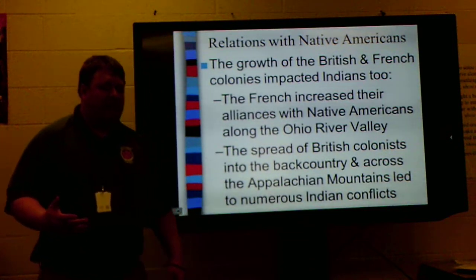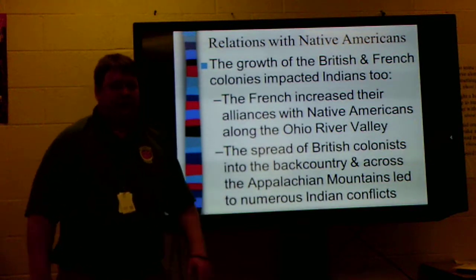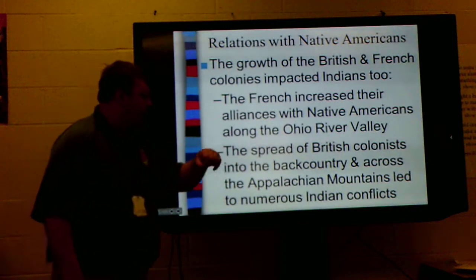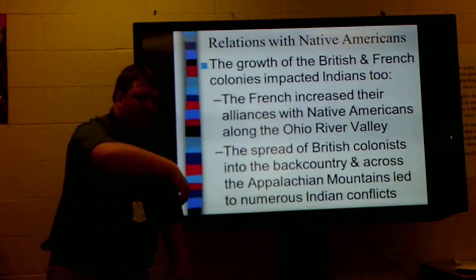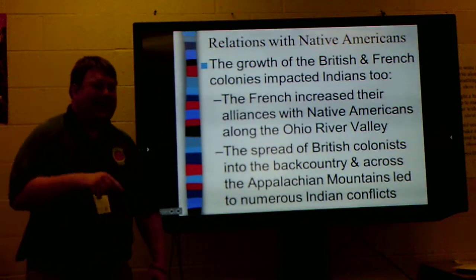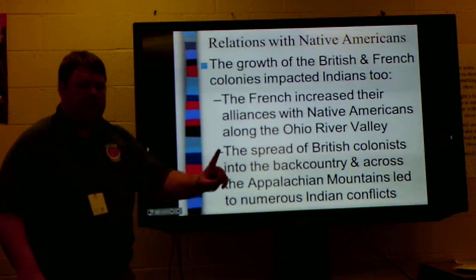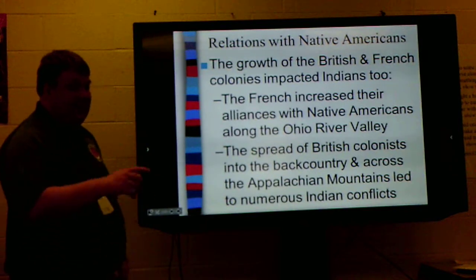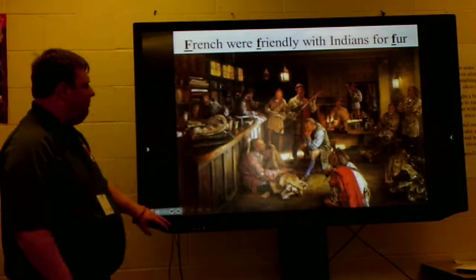The British, on the other hand, had done nothing but take land from the Indians, so they had a bad relationship with the Indians. And the spread of the British colonists into the backcountry, they began going across the Appalachian Mountains and into Indian territory and trying to take more land. That caused more tension between the Indians and the British, as the British are trying to take more of their land in the Ohio River Valley.